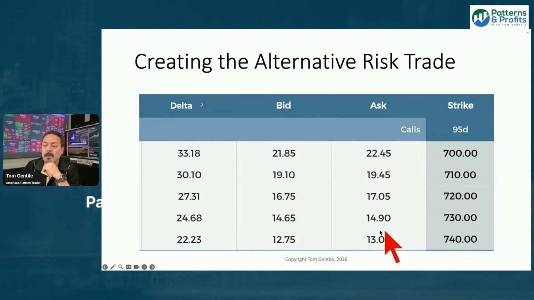22 and I could sell the 740s for, let's say, 12. All right. 22 minus 12 is 10. Now I've reduced that down to where that's a $1,000 trade. It was a $2,200 trade, but now it's a $1,000 trade, which means I just cut the cost of the option trade more than in half, and I cut the break even down a lot as well.